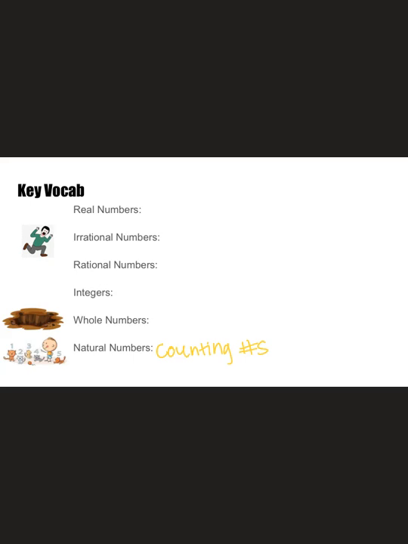And they are positive whole numbers, and it does not include 0, because when you start counting, you don't start counting at 0. If I want you to count something up, or if a little kid is going to count something, they're going to start with 1. So these are positive whole numbers. Not including 0.